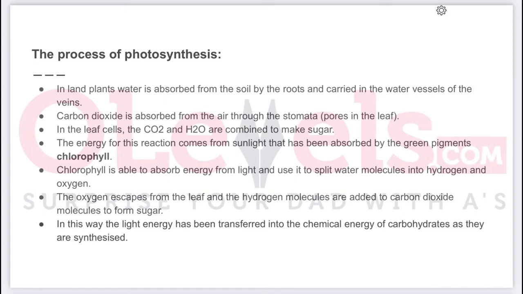chlorophyll. Chlorophyll is able to absorb energy from light and use it to split water molecules into hydrogen and oxygen. The oxygen escapes from the leaf and the hydrogen is added to carbon dioxide molecules to form sugar. In this way, the light energy is transferred into the chemical energy of carbohydrates as they are synthesized.